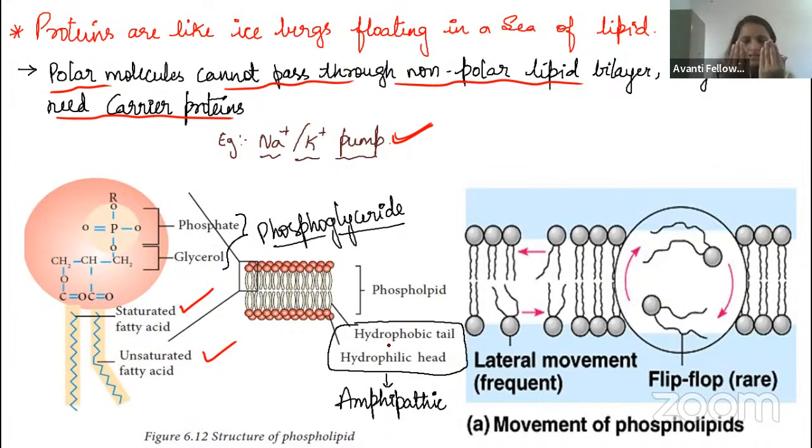One lipid is like here, and it will move laterally. This lateral movement is very frequent. Then coming to the flip-flop movement, it is very rare. So remember this, guys: the lipids in the plasma membrane will show the lateral movement and the flip-flop movement. Flip-flop movement is rare, but the lateral movement it will show frequently.